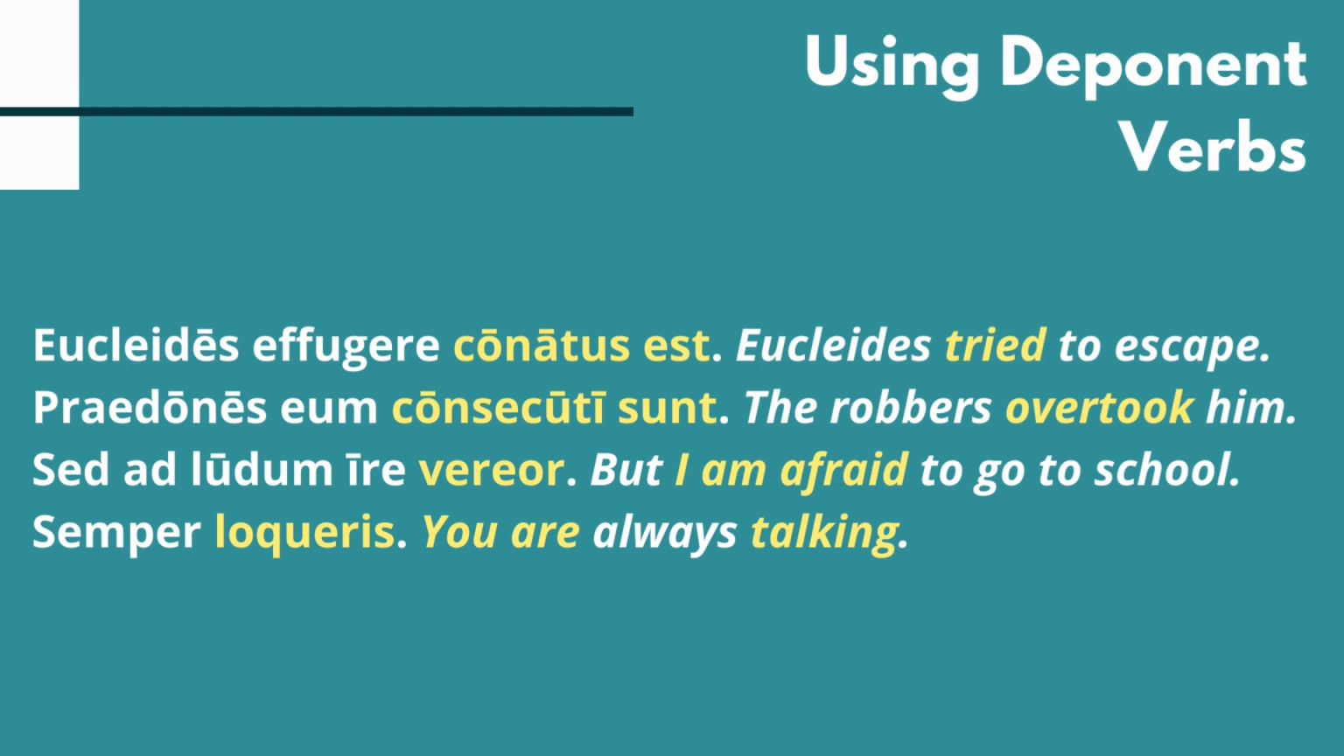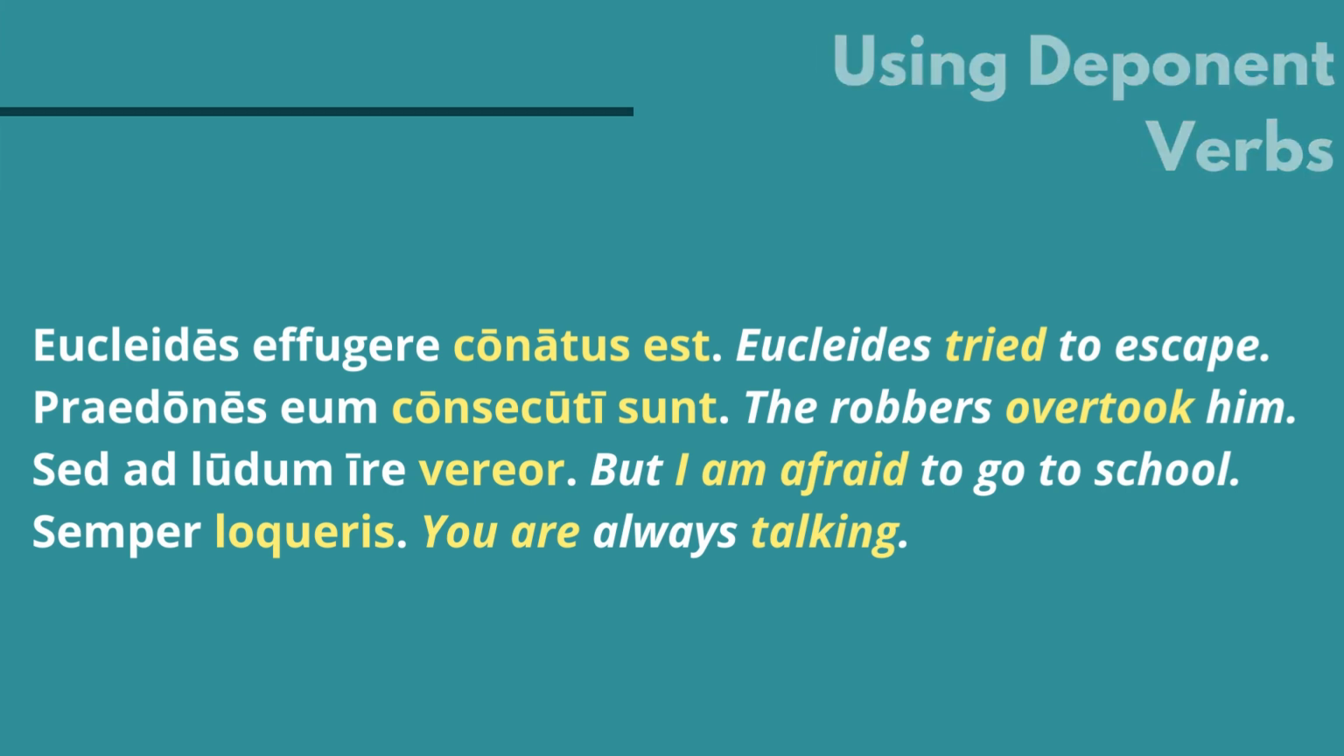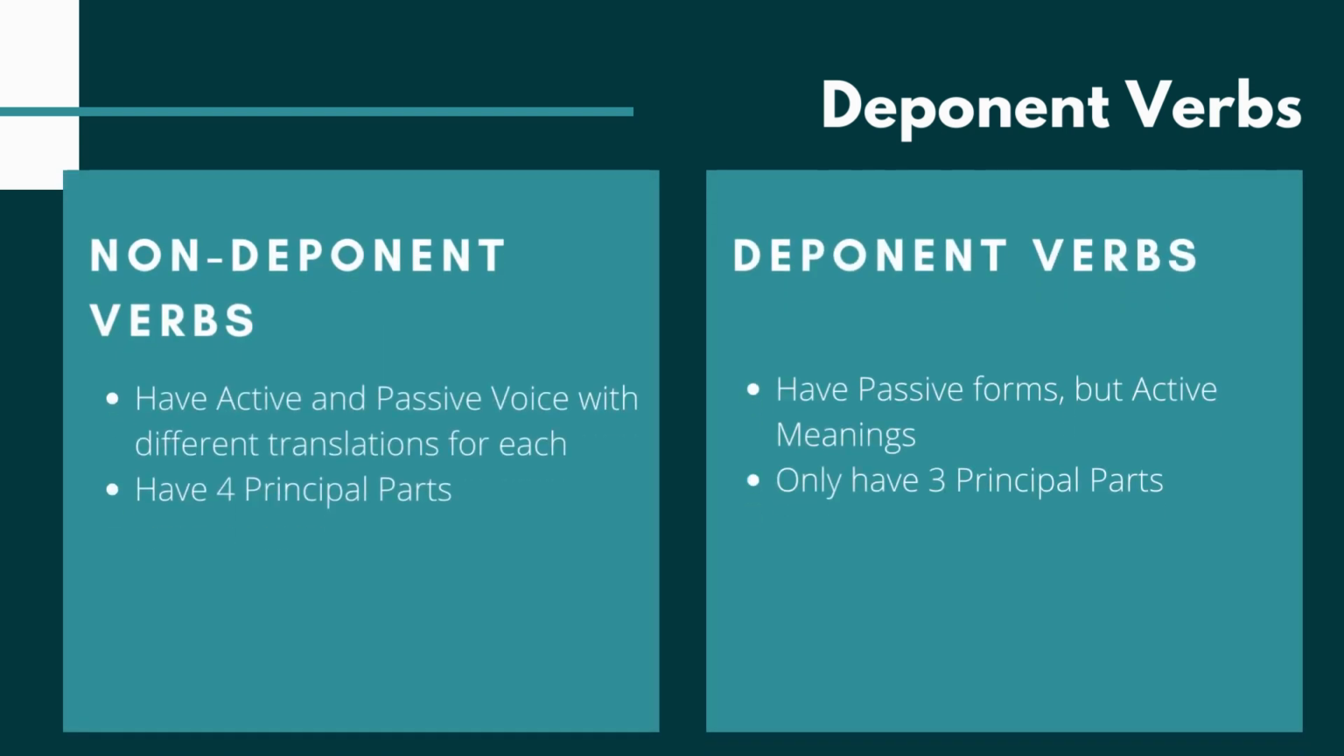And lastly, we have semper loqueris. Loqueris, again, looks like present tense passive voice, which it is, the form, but translated actively. You are talking, active translation, okay? So that's really the trick here. They look passive, but we translate them actively. So if you were to compare deponent and non-deponent verbs, this is the general idea of how you can tell them apart.